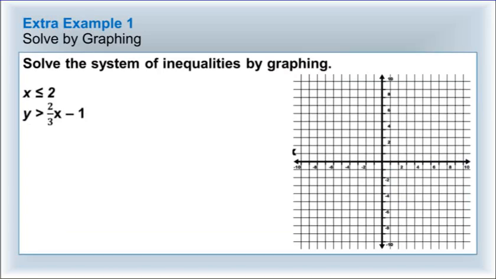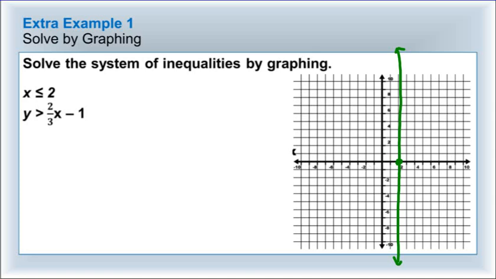Going on to the next example. Solve this system. Here I have x is less than or equal to 2. So I go to the x-axis and put a point at positive 2. And it has to cross that. So it's a vertical line and it's a solid line. And it says that it's less than or equal to that. So that means I have to shade to the left of that line. I'm going to do the shading at the very end.